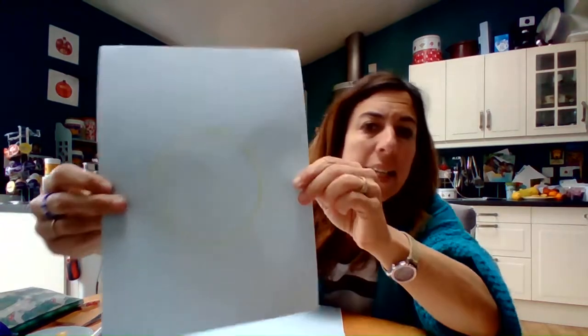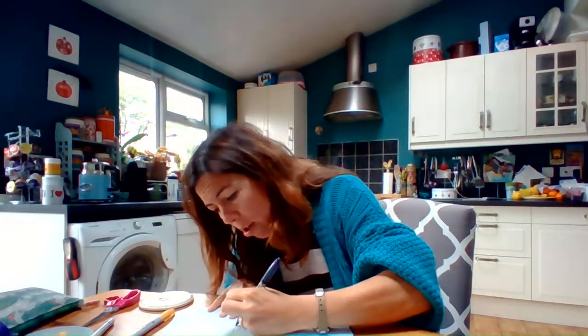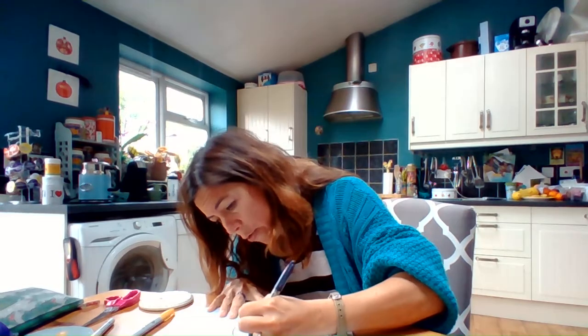And then you see it's quite faint because it's yellow. And then you can get a darker colour and you can trace over it. Really doesn't matter if your circle goes wibbly wobbly, but you can trace over the yellow.